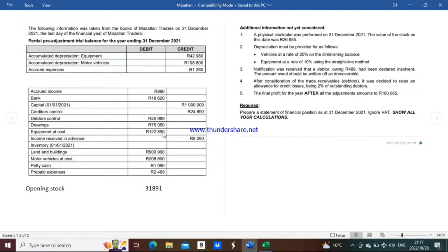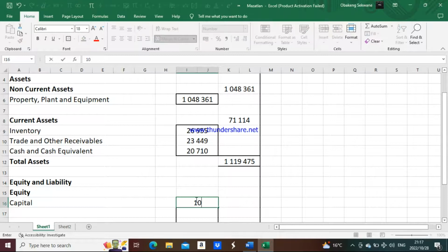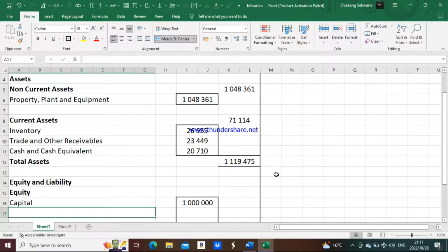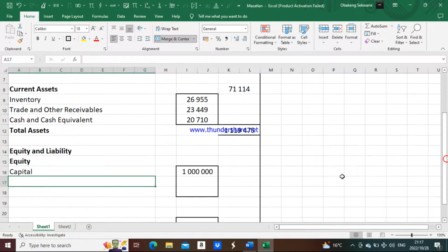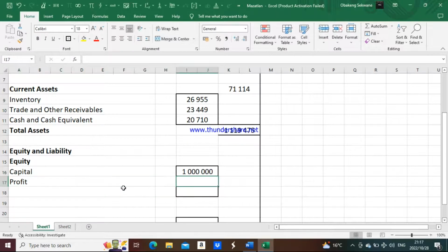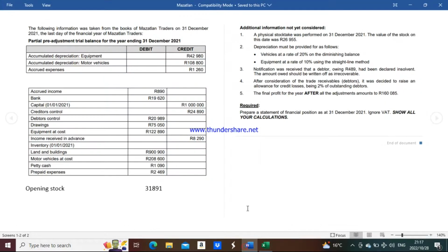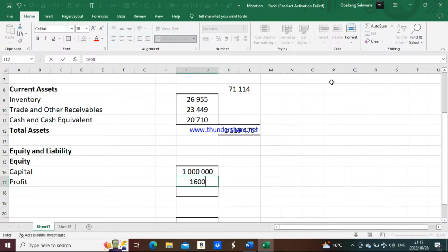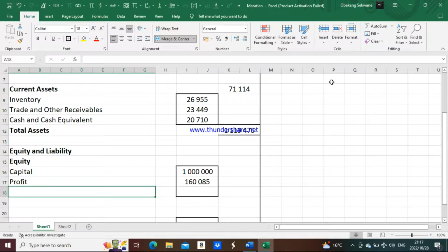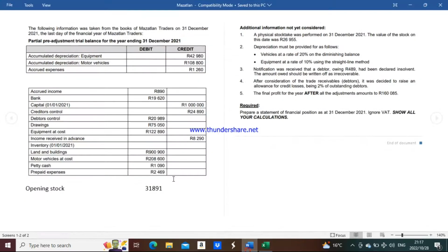So we're going to start off with our capital of 1 million rand. It is 1, 1, 2, 3, 1, 2, 3. Yes, those are enough zeros. It's 1 million rand. Then we have our profit, and our profit amounted to 160,085. Then if you look here, there were drawings during the year of 75,050.